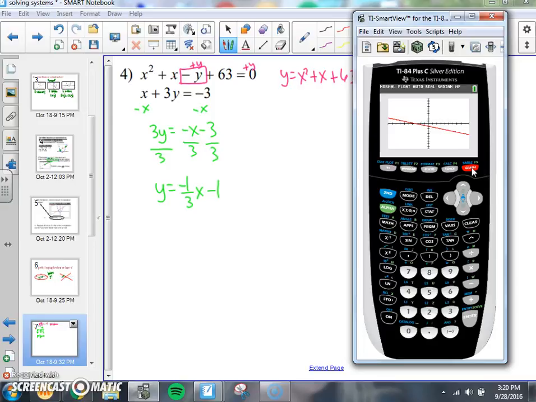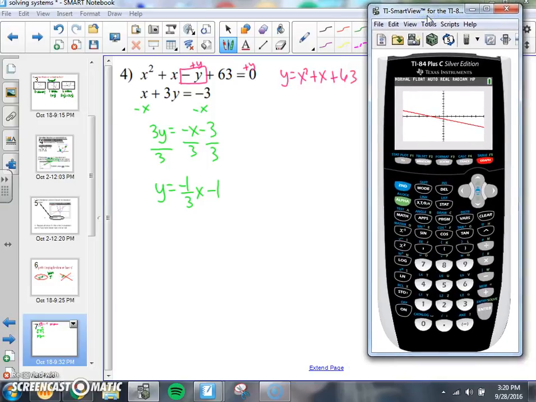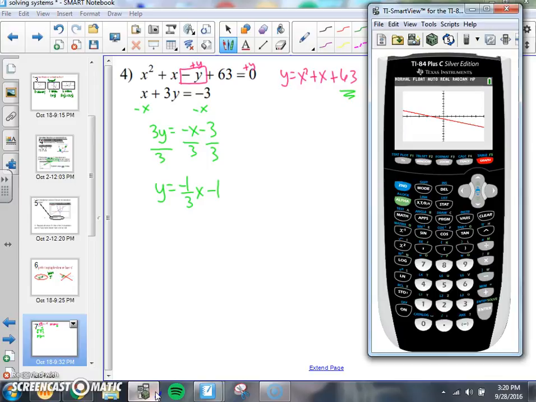All right, so I don't see any of my parabola. Now, if I use my previous knowledge of this, I know that this parabola has a turning point at 63. So I'm going to show you now how to fix your window. You're going to push the window key, which is next to y equals. You need your y's down here. This y max is stopping at 10. All right, we need it to be at least 63. So let's make it something higher than that. Let's do like 100. All right, and push graph again.